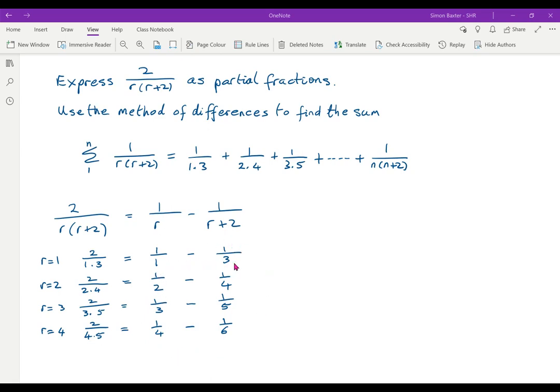You've got 1 minus 1 over 3, 1 over 2 minus 1 over 4, 1 over 3 minus 1 over 5. Did you remember that I said minus 1 over 3? Oh, 1 over 3 minus 1 over 3 is going to disappear. 1 over 4 minus 1 over 4 is going to disappear. 1 over 5, if I wrote it down, is going to disappear. 1 over 6. We can see a lot of things are going to disappear on this.